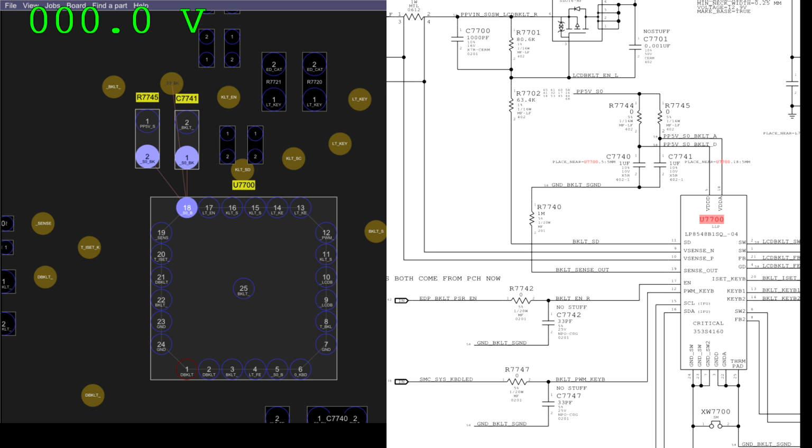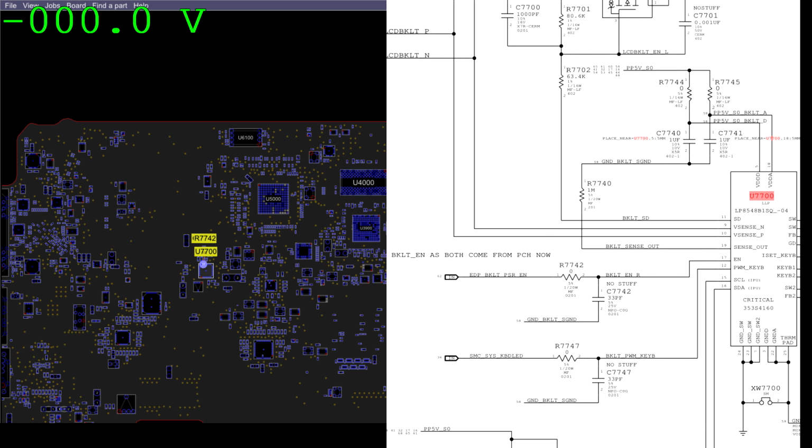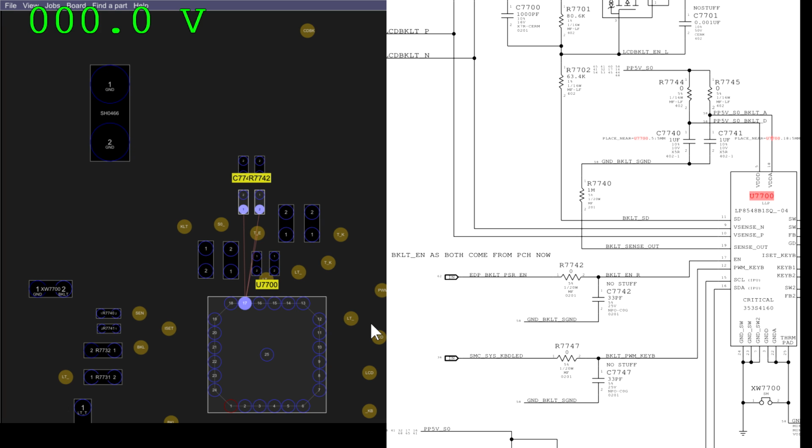Next up, I want to see if it's being told to turn on. So it's getting the power it needs to turn on, but let's see what we get at backlight enable. We're going to check over here. Backlight enable is 3.4 volts. All right, so it's being told to turn on.